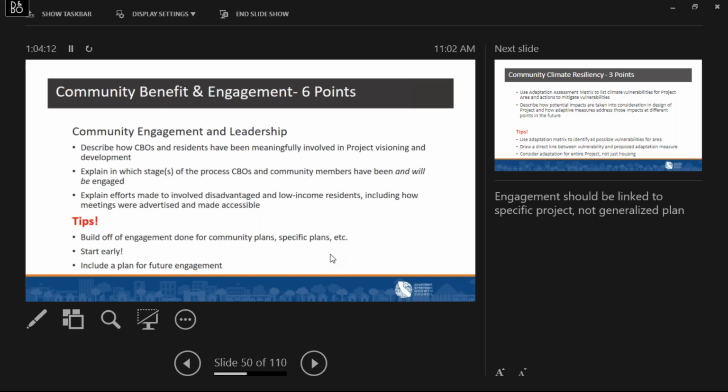So something to note here is that you can use specific plans or community plans as a framework or a foundation for this section, but we are hoping to see some detail related to the project specifically, or if you do use those specific plans, really linking those plans to the project to make it clear that this project is rooted in the vision of that plan, of which the community really had a voice in.